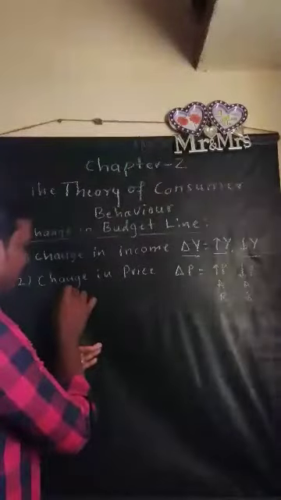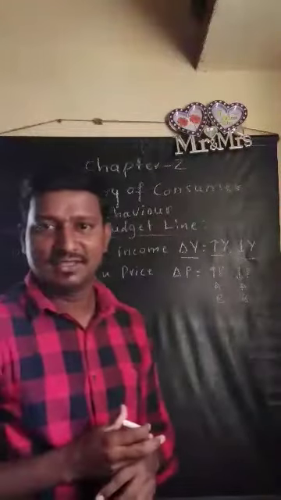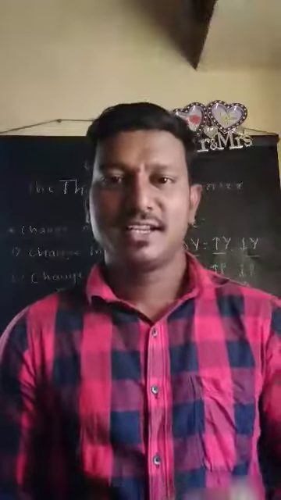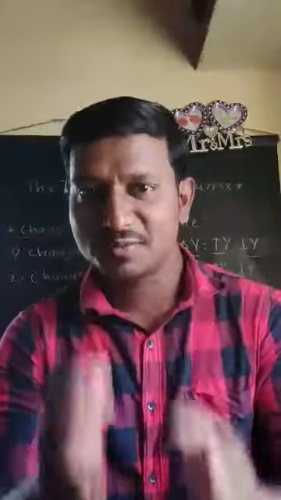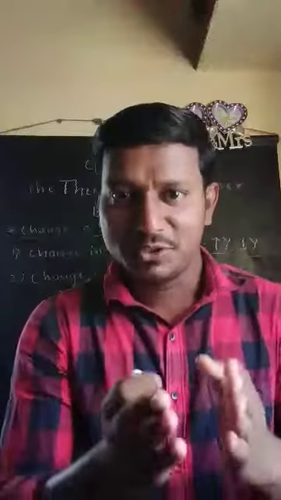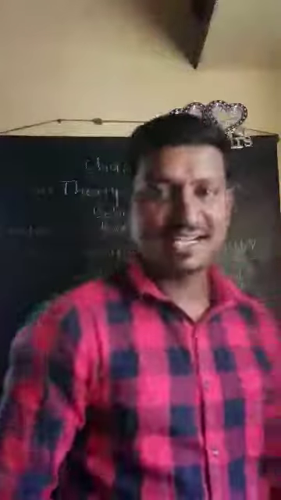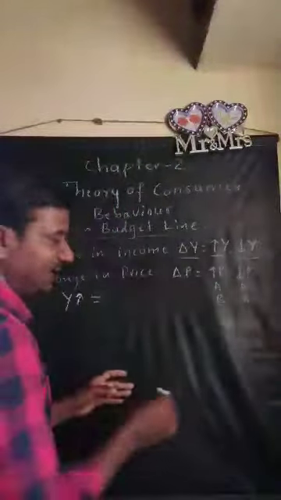First, increase in income. As we know the behavior of a consumer, if there is an increase in income, obviously he purchases more, which means he spends more. As he spends more due to the increase in income, the budget line shifts to the right side. How it shifts to the right, we are going to see through the diagram today.